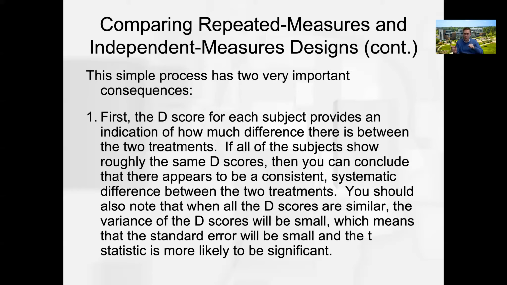You should also note that when the D scores are similar, the variance of the D scores will be small, right? Which means that the standard error will be small and the T statistic is more likely to be significant. So where you've got consistency in that difference score, in that D score, you're going to have reduced variance, which is going to make it more likely that you're able to find a significant effect because you've reduced any potential sampling error in there because of that consistency.